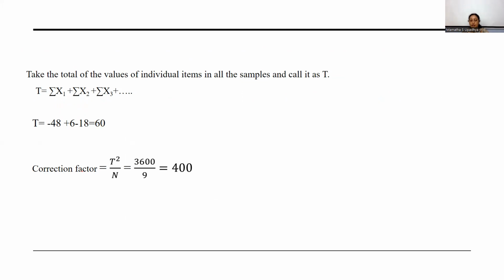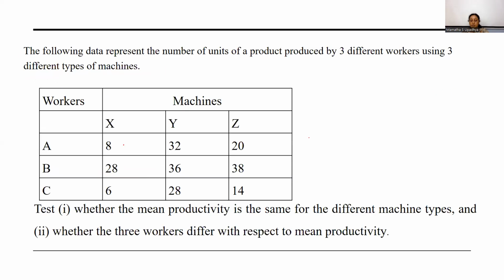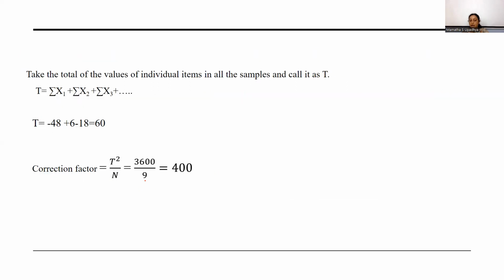So after this, we need to find the correction factor. The correction factor is given by T square by n. So here T square, the total T value is 60, therefore 3600 divided by n. Why is this 9? It is 9 because from the machines we have taken total samples, right? Row wise and column wise, we have taken only 3, right? So 3 plus 3 plus 3, so totally we have taken 9 samples. Therefore here n value is equal to 9. So T square by 9 will be getting it as 400.